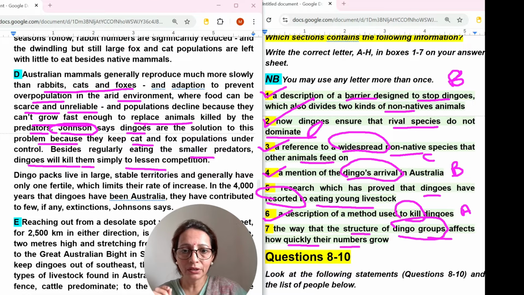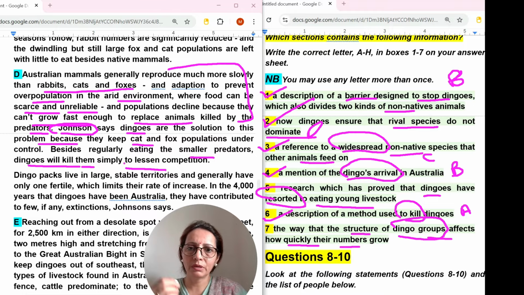You can read it again, you will get to know the meaning of this. So in these lines, they are talking about how these rats, rabbits, and foxes are growing up. And from here, they are talking about dingoes being the solution to keep them in control. So D number paragraph, let's go to E number paragraph. No, one more paragraph is left in D.